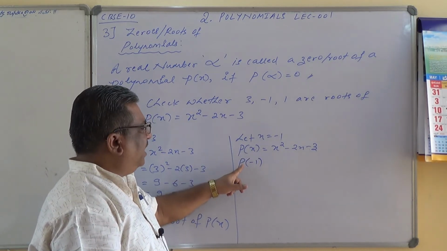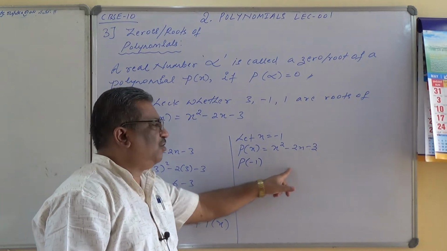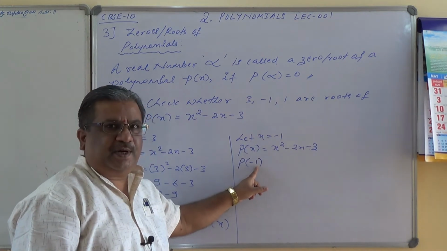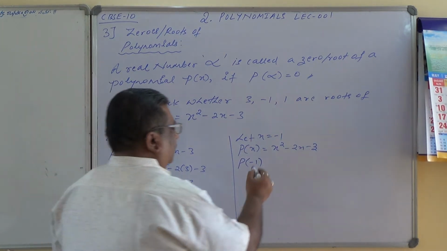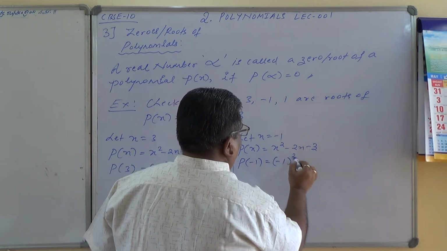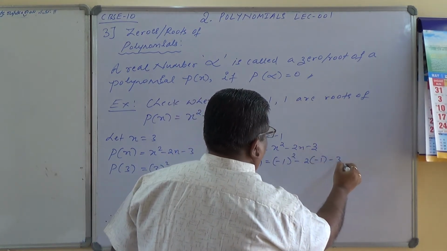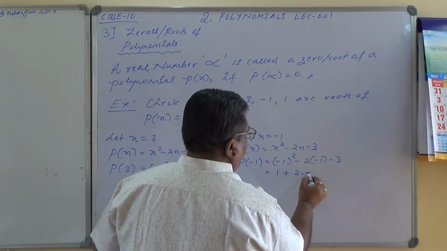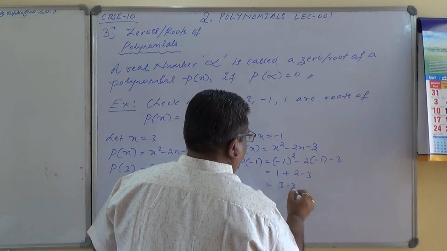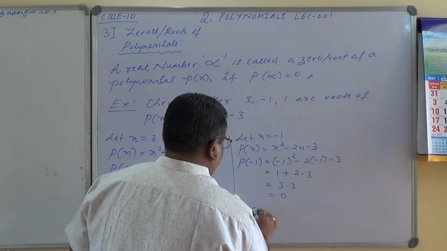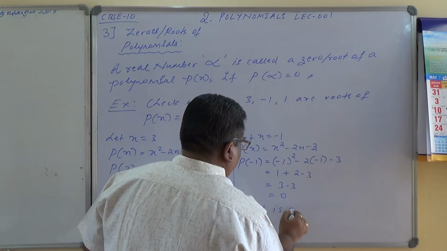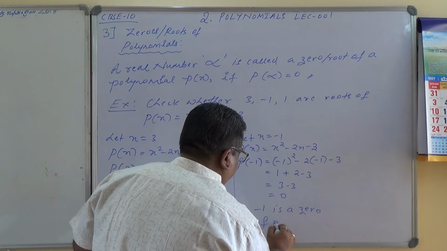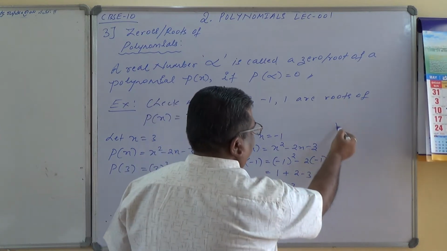Remember, whenever we write P of some number, here we should not see any variable, but in place of the variable, this number is to be substituted. That should be kept in mind. So which equals minus 1 square minus 2 times minus 1 minus 3, which equals 1 plus 2 minus 3, which is 3 minus 3, which equals 0. And therefore minus 1 is a zero of P of x. Let us check the next one.